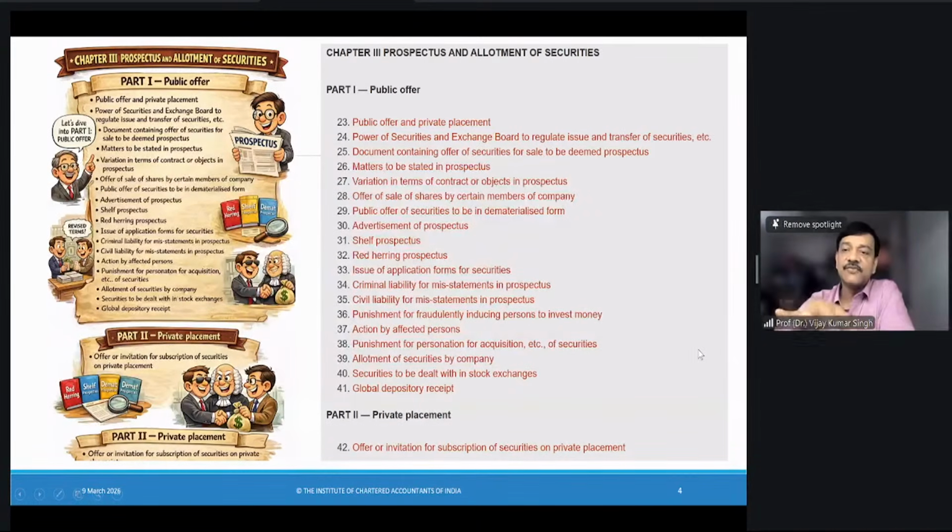At a go, you can have a look at the titles of these sections, and it gives you a bit of clarity as to what things have been discussed here. So it starts with public offer and private placement, then the power of the Securities and Exchange Board of India, then matters to be stated in the prospectus and shelf prospectus, red herring prospectus, all these things which we are going to discuss in detail in the coming sessions.